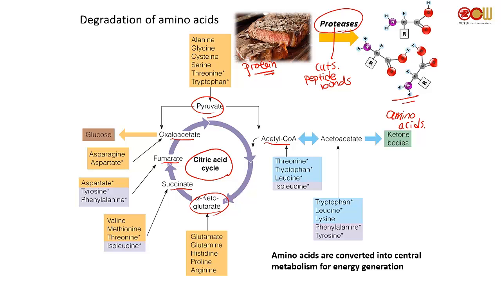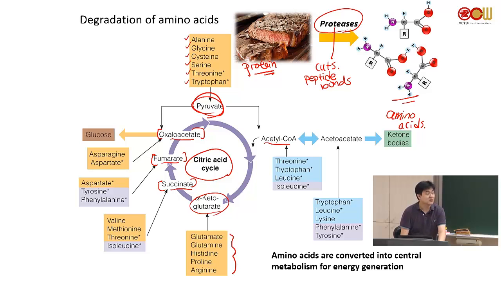So it turns out almost all of these amino acids are going to degrade finally into some of the central metabolites. For example, alanine, glycine, cysteine, serine, threonine, and tryptophan can go to pyruvate. Other things can go to oxaloacetate, other things to fumarate and succinate, and a bunch of these can go to alpha-ketoglutarate. So different amino acids, when you degrade them, you're going to get different things. And some go to acetyl-CoA.